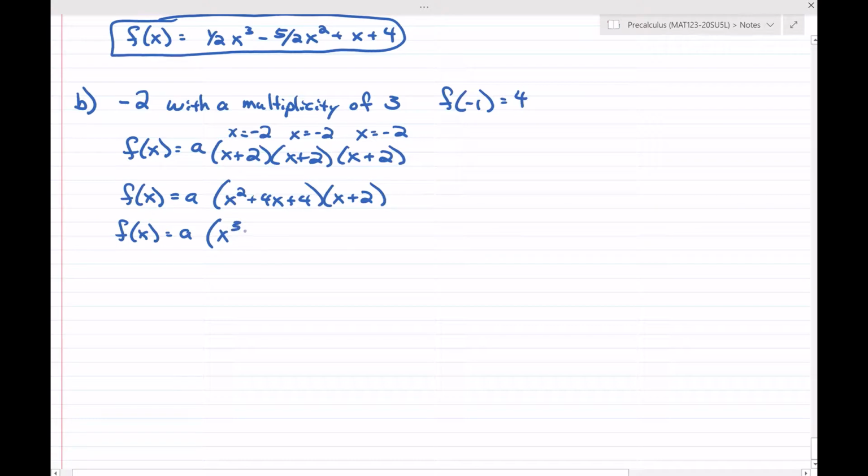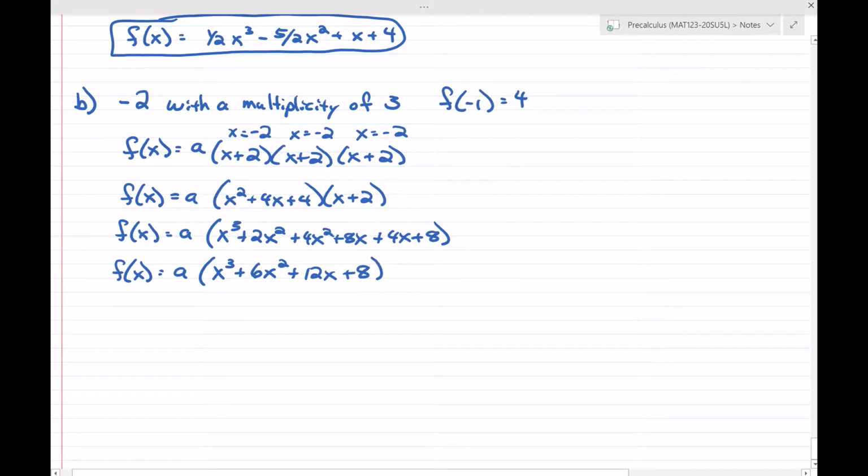So it'd be x to the third plus 2x squared plus 4x squared plus 8x plus 4x plus 8. So f of x would equal a times x to the third plus 6x squared plus 12x plus 8. Now, if we know f of -1 is equal to 4, now we could figure out what a is.